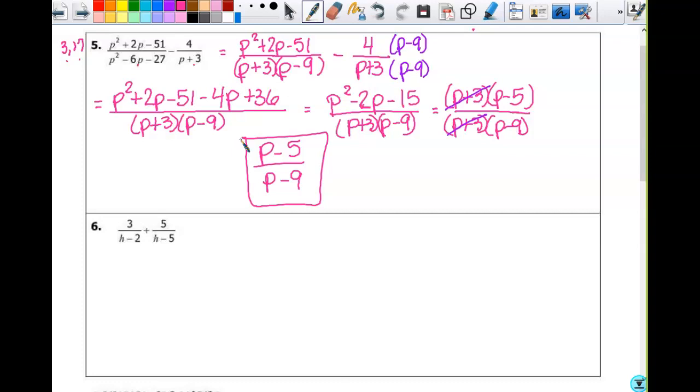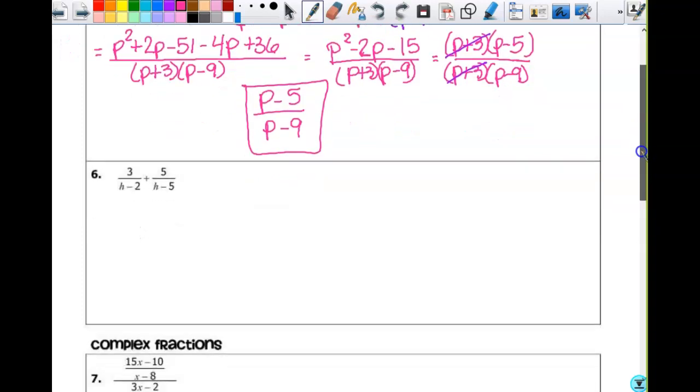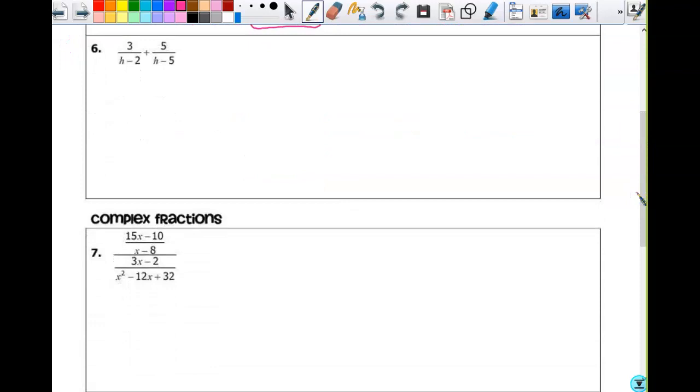Okay. Number 6. So here I want to add these. I need a common denominator. This is going to be a little bit more straightforward, right? So my common denominator, I can just multiply these together. My denominator is going to be h minus 2 times h minus 5, which means this fraction had to get multiplied by h minus 5 over h minus 5. So that means I'm going to have 3 times h minus 5. Plus, this one had to be multiplied by h minus 2 over h minus 2. So this gives me 5 times h minus 2.